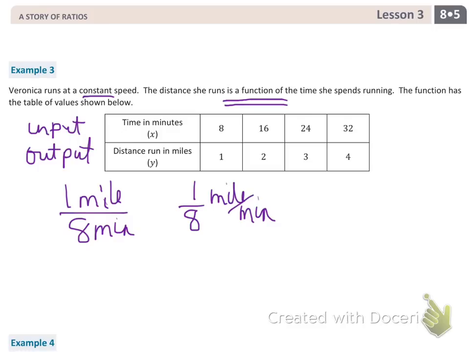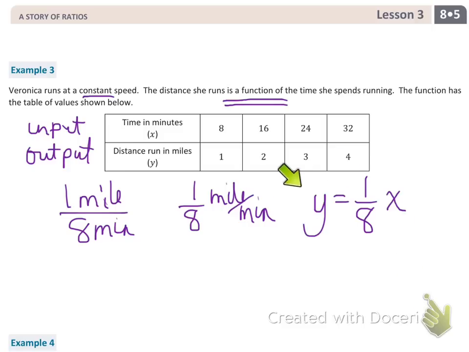So the function would be that her total distance, y, is equal to 1/8 times the amount of time in minutes that she spends running. We could check that: if we put in 8 for x, 1/8 times 8 gives us 1. If we put in 24 for x, 1/8 of 24 is 3. And so this function works.